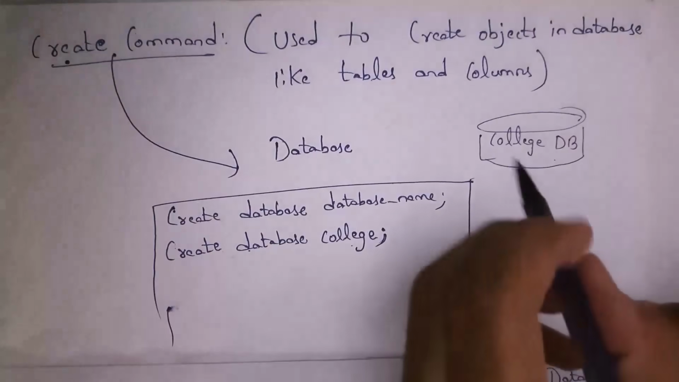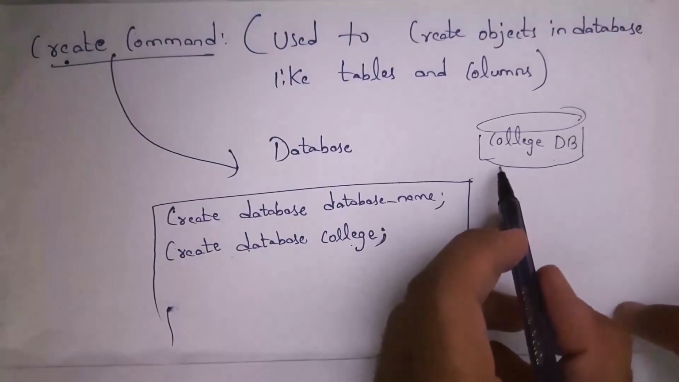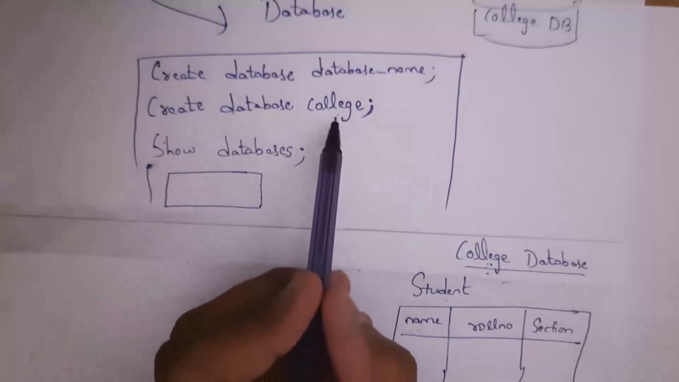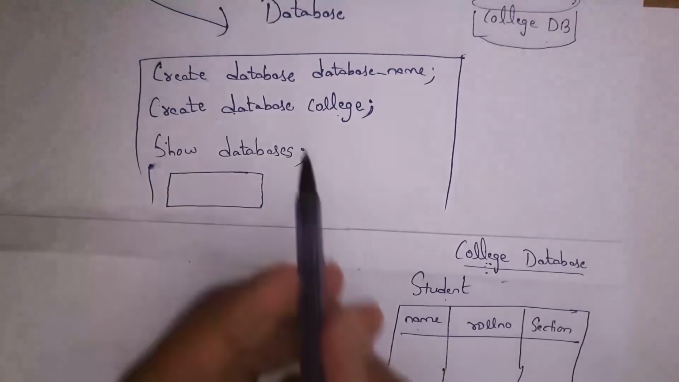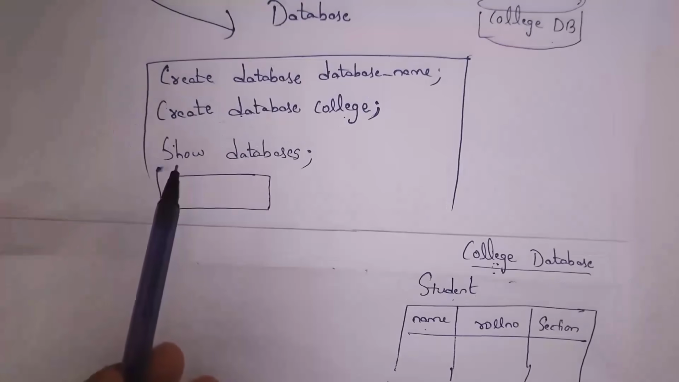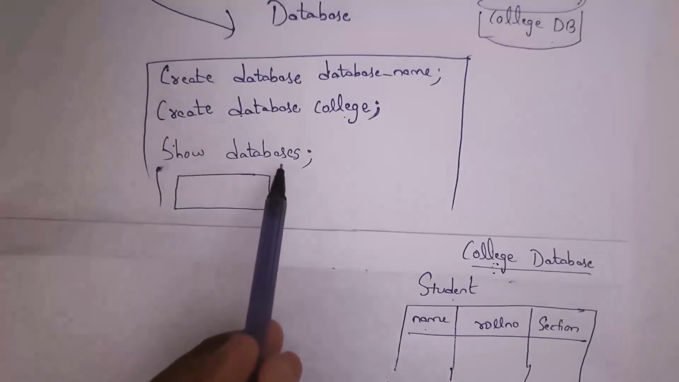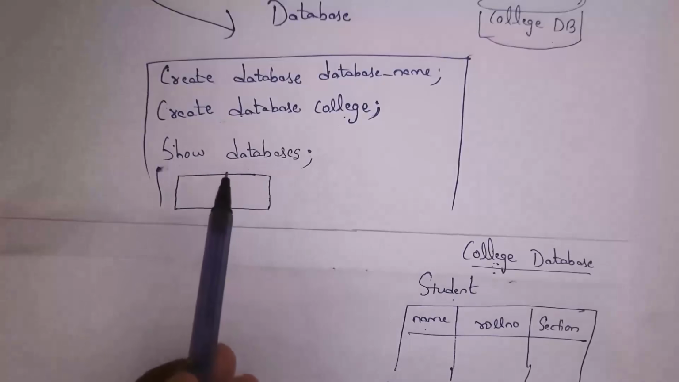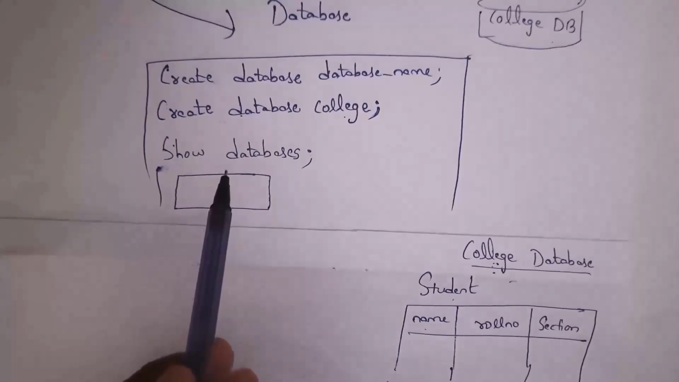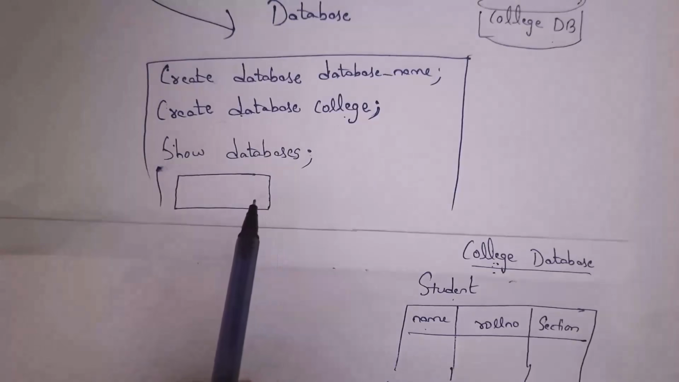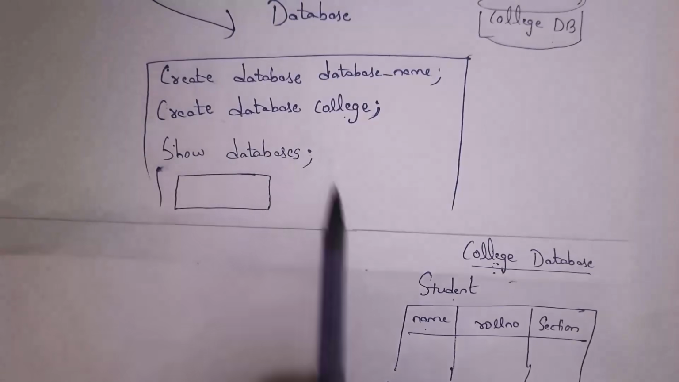Now in my database software, the college database is created. Now we will check whether the college database is created or not. In order to check, we need to write the statement show databases and give a semicolon. Guys, definitely you must write show databases, not show database, because in database software, there will not be only a single database, there will be multiple databases. So definitely write show databases and give a semicolon.